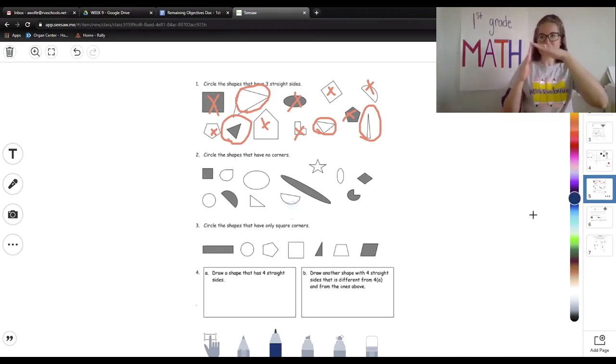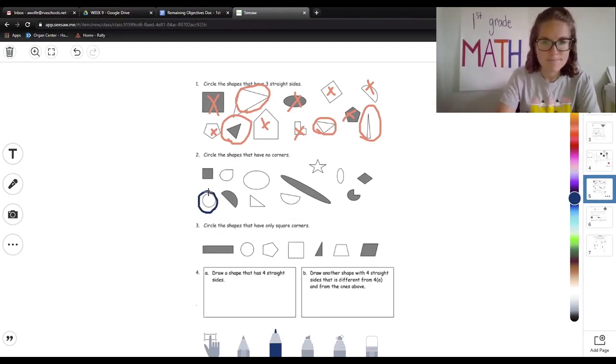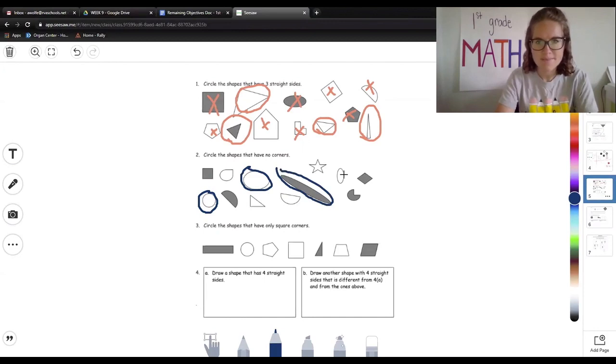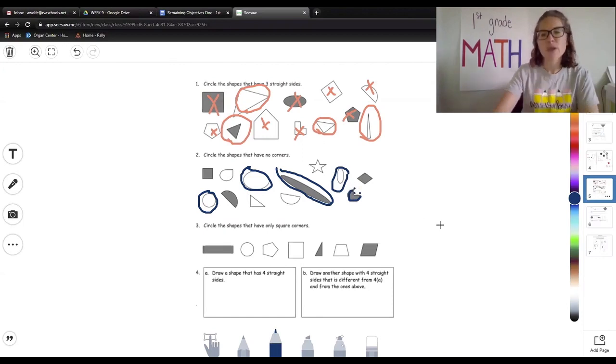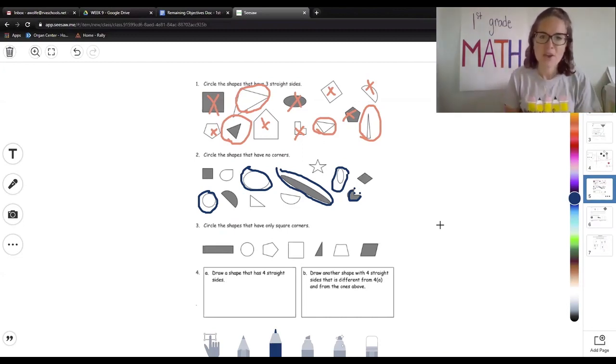So remember, a corner would be like this, or like this, or like this. Okay, so no corners. This has no corners. This has no corners. This has no corners. This has no corners. This part of this shape has no corners, this side, but it still has corners here and here and here, okay? So the shapes that we circled here are what? Circles, ovals, round shapes. Good.